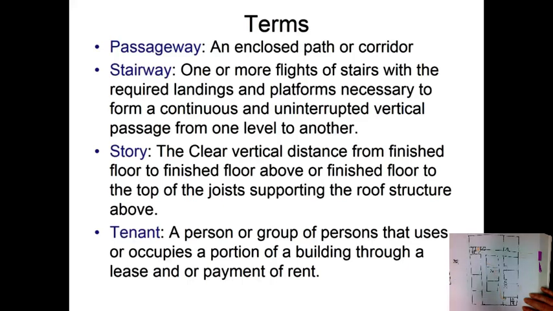Then we know what a story is because we learned the clear vertical distance from a finished floor to another. So if we had this particular building, and here is our floor, so it's from this level, this floor, to this floor. Tenant, a person or group of persons that uses or occupies a portion of a building throughout. So if we look at this particular floor plan, we may have a doctor's office here, we could have a dentist office here, we could have an accounting office here, we could have different tenants within one building. And so our occupancy classification could be many things.